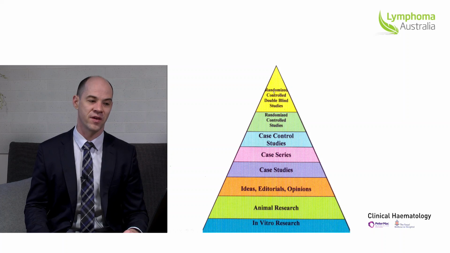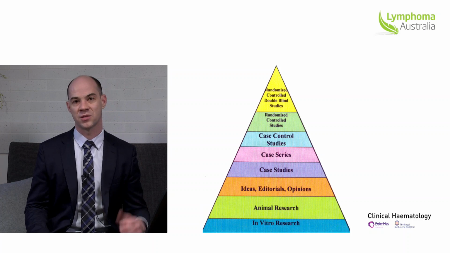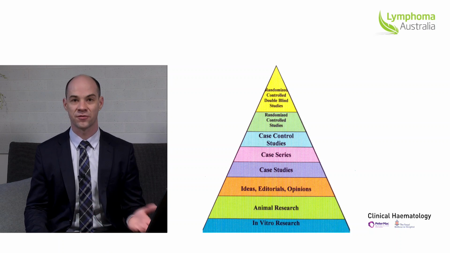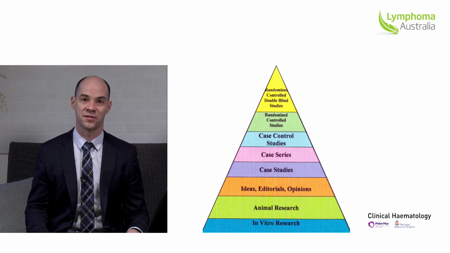So the best kind of evidence at the top of this evidence pyramid is a randomised double-blind controlled clinical trial. That's where a large group of patients are randomised within a clinical study so that a computer decides what treatment is received, and the patient and their doctor don't know what treatment they're receiving. And if you demonstrate a difference between two treatments in that context, that's the best standard of evidence.